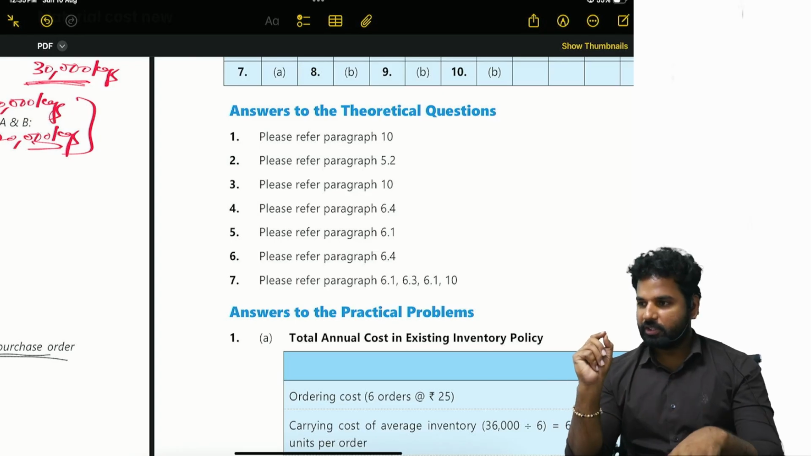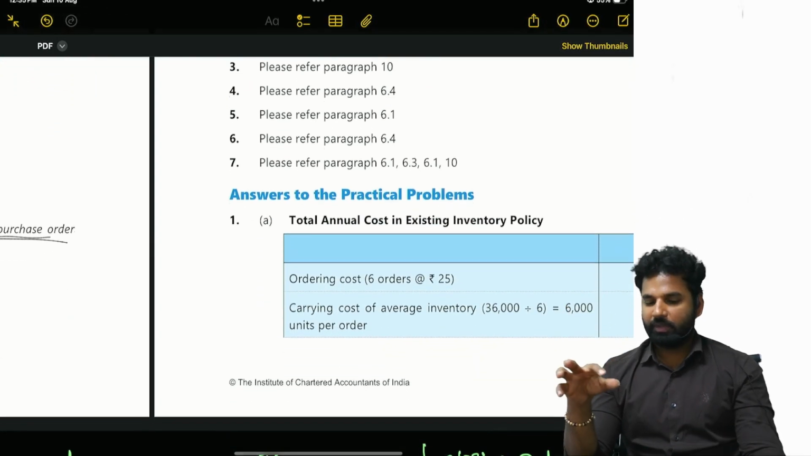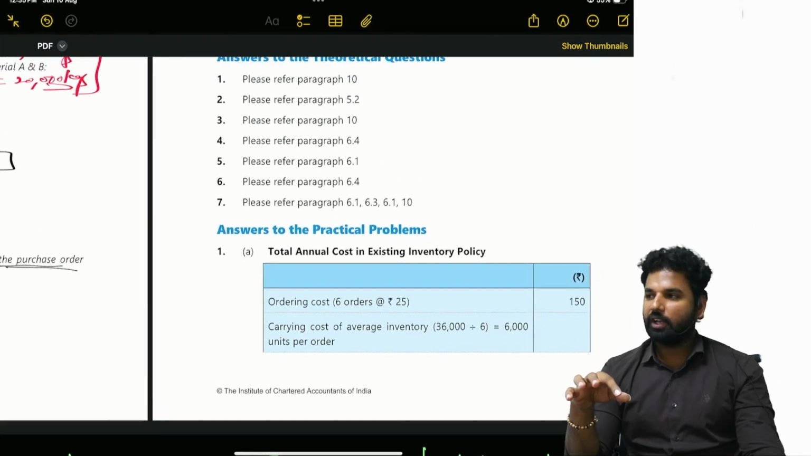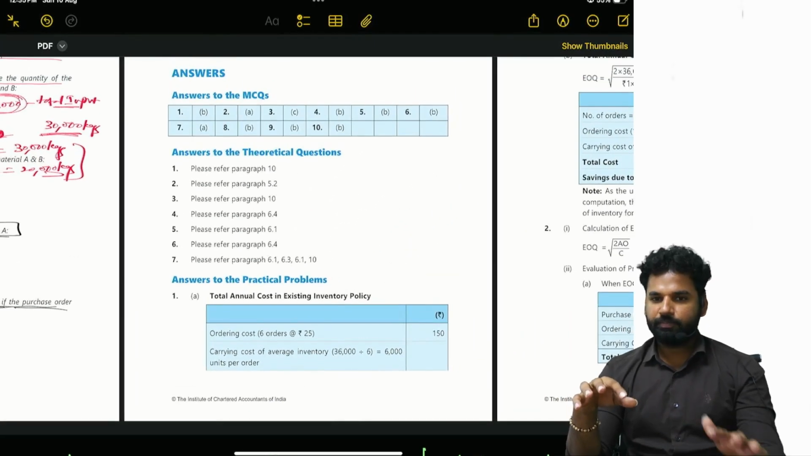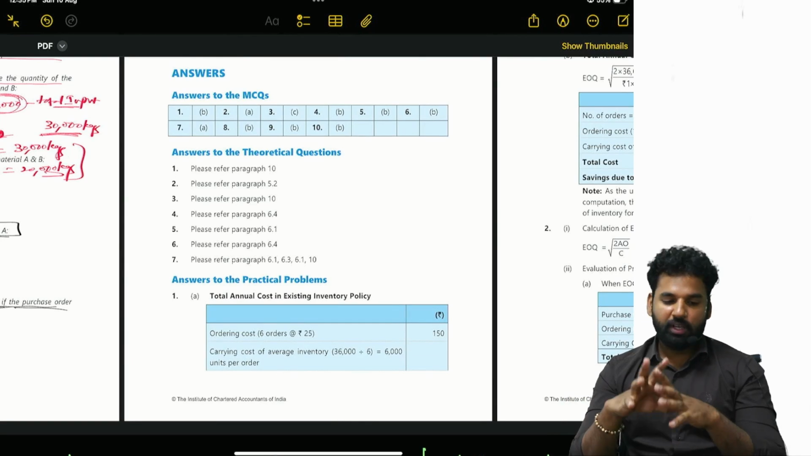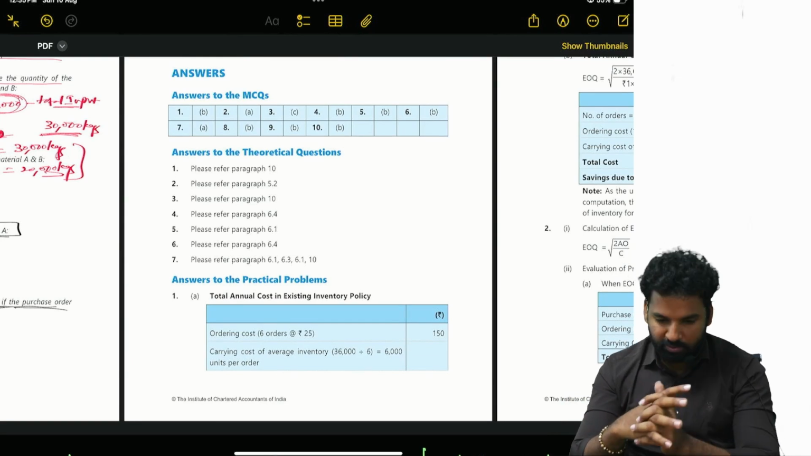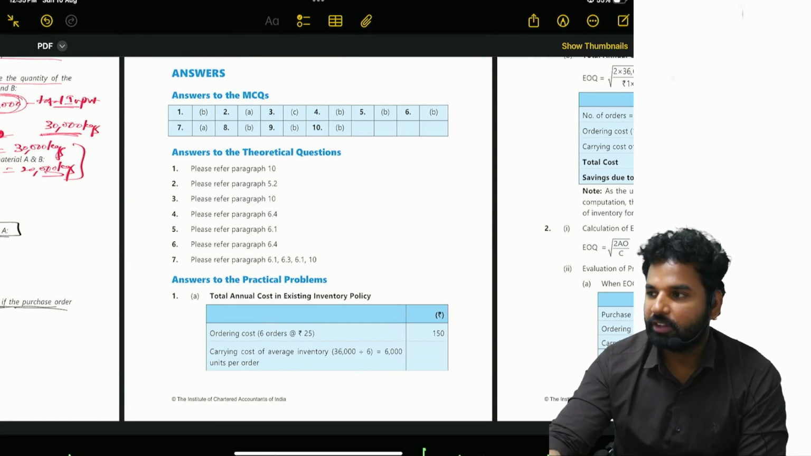If perishable nature is there, we have seen how to solve that. So this is all about material cost. There are other theory parts which we will discuss later. So this is all about material cost, and we will wind up this session. In the next class we will start with labor cost.